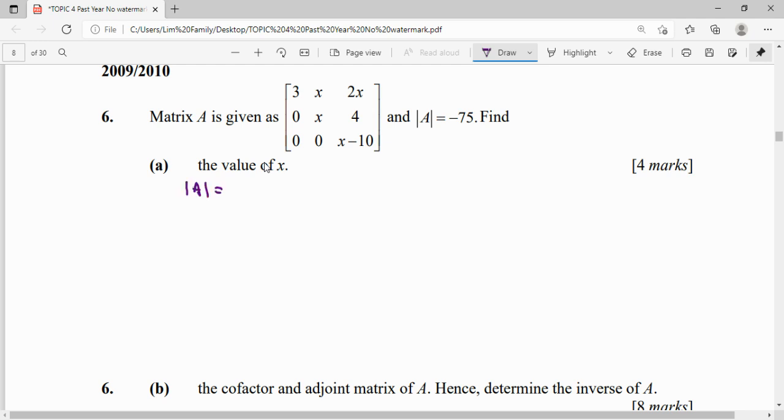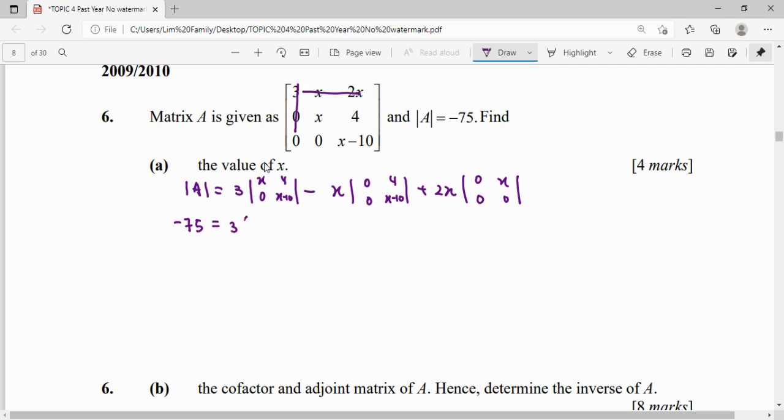For the determinant, it equals element times minus, then minus element times minus, then element 1, 3. When I want to find the minor of 1, 1, I will eliminate row 1, column 1. So the entries here will be x, 4, 0, x minus 10. I can copy and paste, then in and out, so those vertical are 0, 0. So this determinant is equal to negative 75.